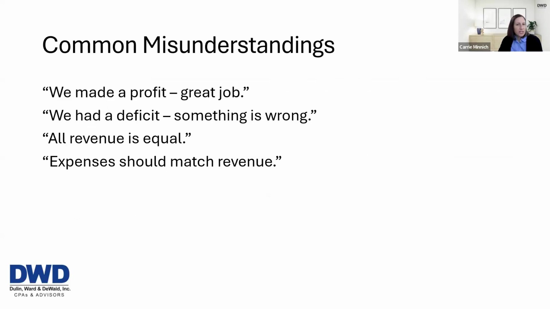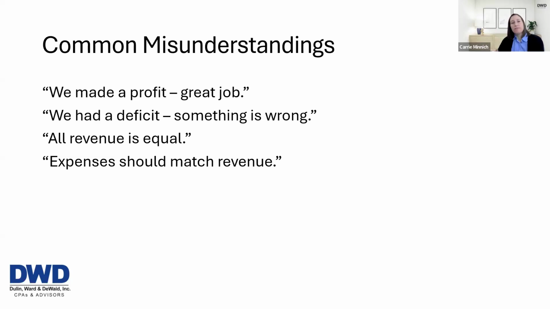Some common misunderstandings related to this statement. We made a profit, great, we're doing great. Or the opposite, we have a deficit, something is wrong. Again, that might be going back to the timing differences. Maybe we got a large amount of restricted money in a prior year, but we have to spend it this year. So again, revenues and expenses are not going to match up.